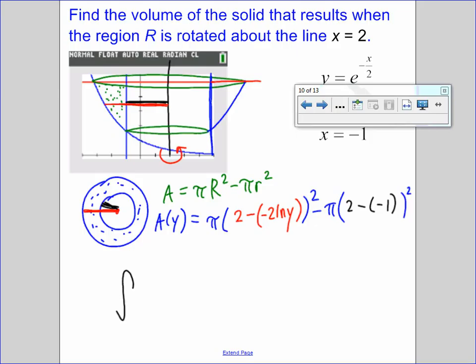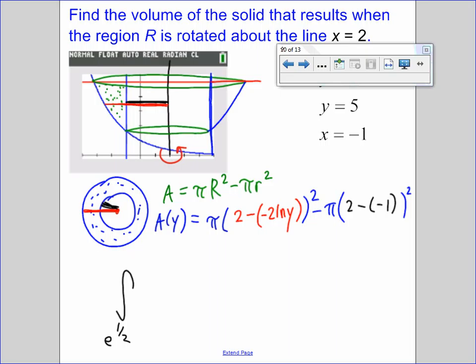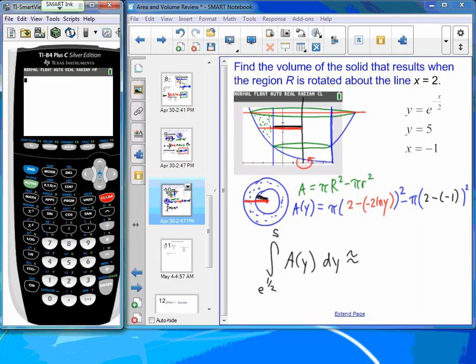In the interest of time, I'm going to integrate from the lowest y value already found, which was e to the 1/2, up to the highest y value, which was y equals 5, was that right? All right, guys, I know we can do this. And we're right on time. Oh my gosh, that never happens. Here we go. Pi R squared minus pi r squared. So last time of the day, James, it's never too late.